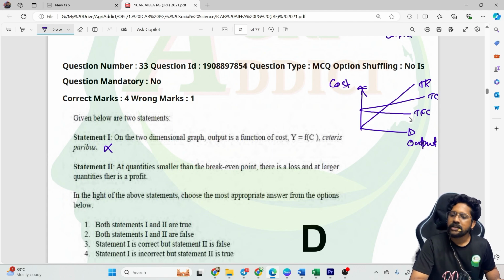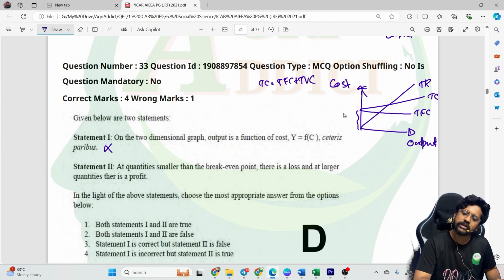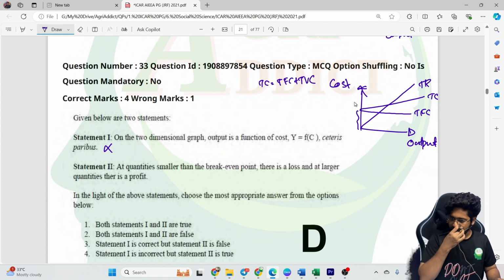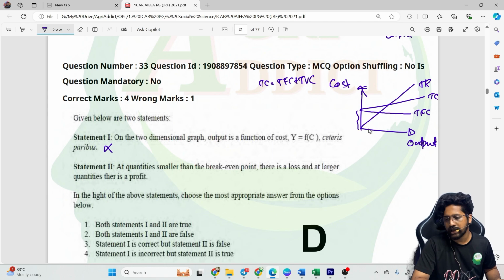So let this be the total cost. This is the total cost because the total variable cost is also added. Total cost is nothing but the total fixed cost plus total variable cost. So this is the total fixed cost, and after adding the total variable cost, the total cost will be sloping upwards, right? And the total revenue starts from the origin, and it is having a positive slope and a straight line. So this is the total revenue curve.